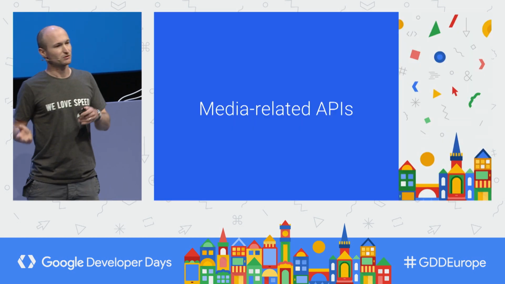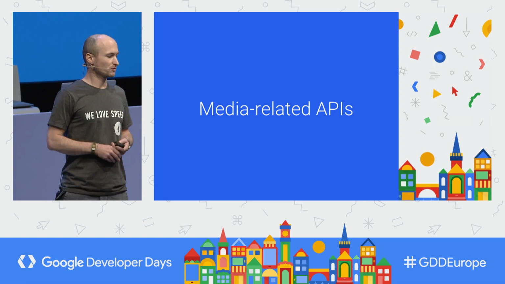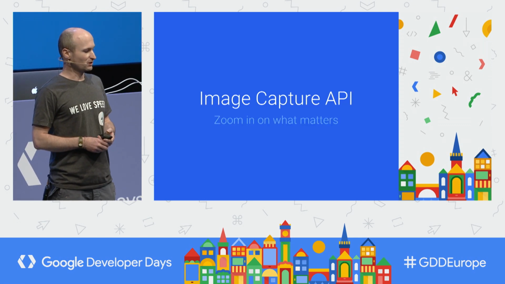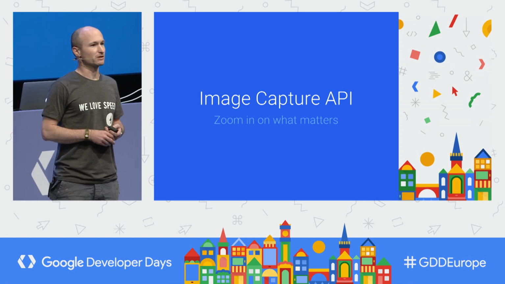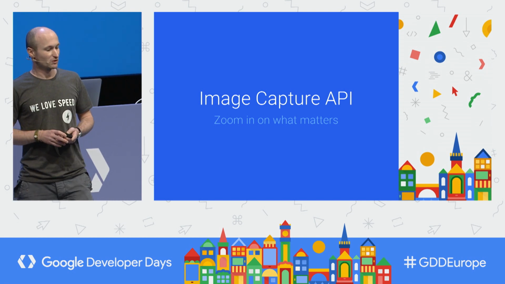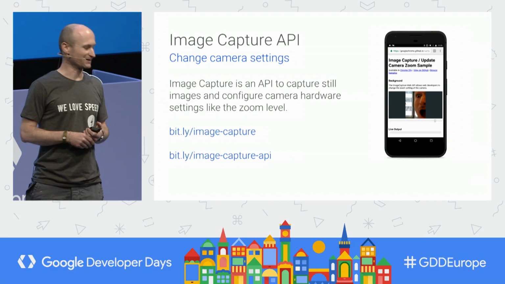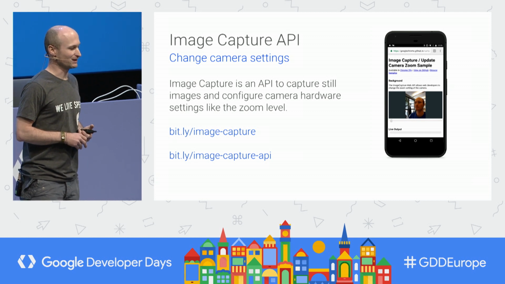So let's move on to the next big topic area, which is media-related APIs. Media on the web is very exciting. And the first API that I want to talk about is the Image Capture API, because you should be zooming in on what matters. So on the screenshot, you can see what matters is my face. So I'm zooming in on my face in this stupid animation that I created for this slide.